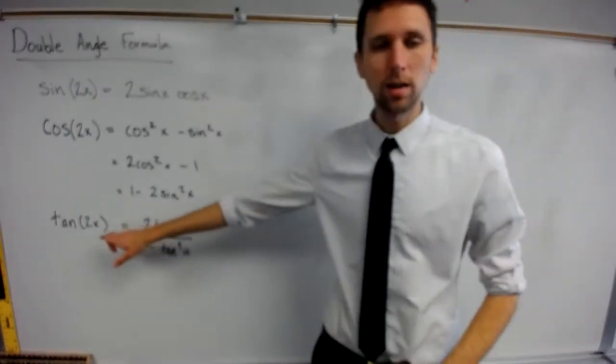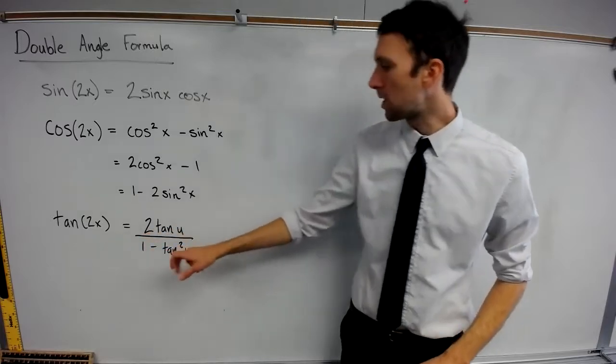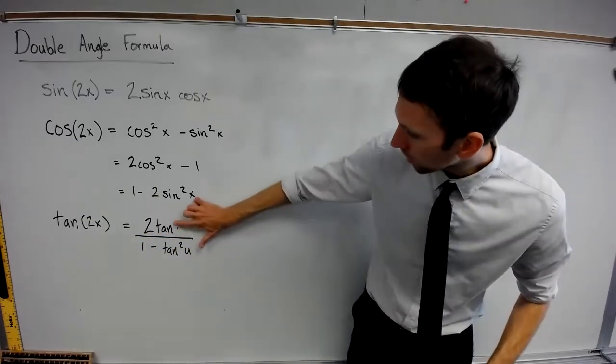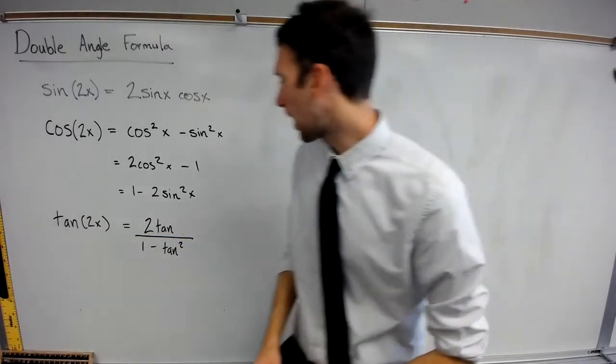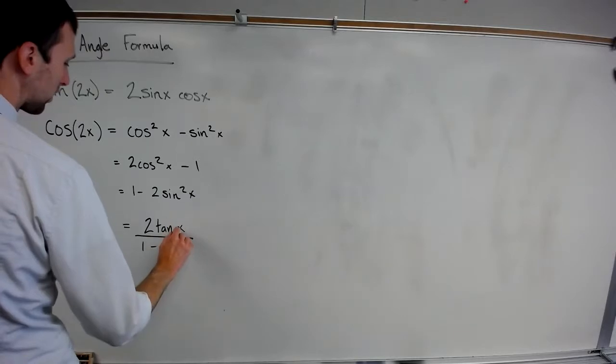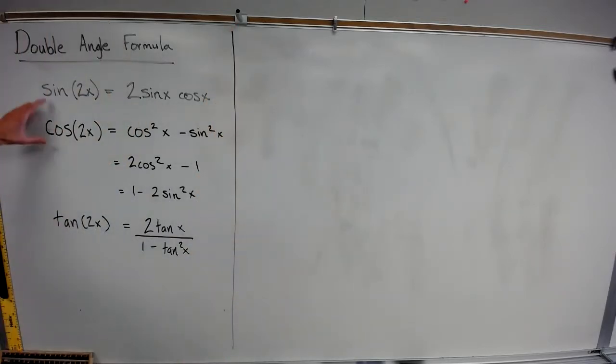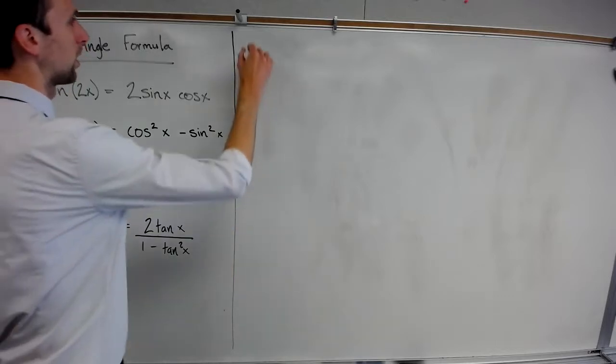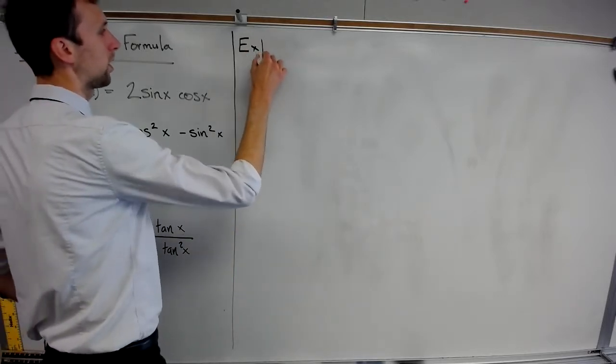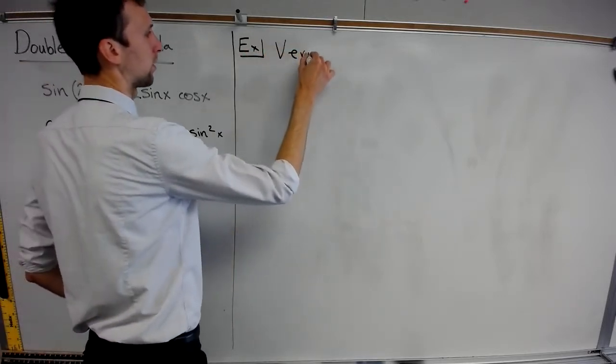And lastly, tangent of 2x. That's going to be 2 tangent of x, divided by 1 minus tangent of x squared. So we're going to verify the first two. And let's start with sine.